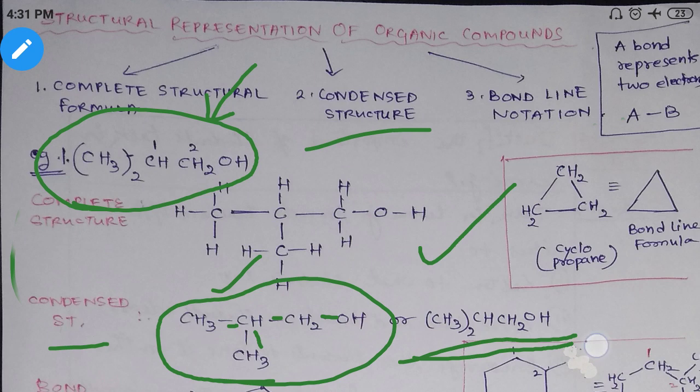Here you can see how it is written. This is CH3 twice, then CH, then CH2, and OH is there. There is no bond between the carbons, and no bond between carbon and hydrogen. Like this we can represent any organic compound in a condensed way. See, compound तो एक ही है, लेकिन लिखने का तरीका अलग अलग है, ठीक है.